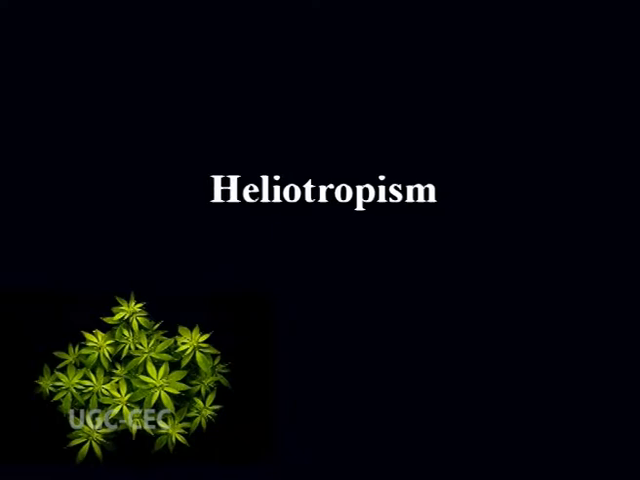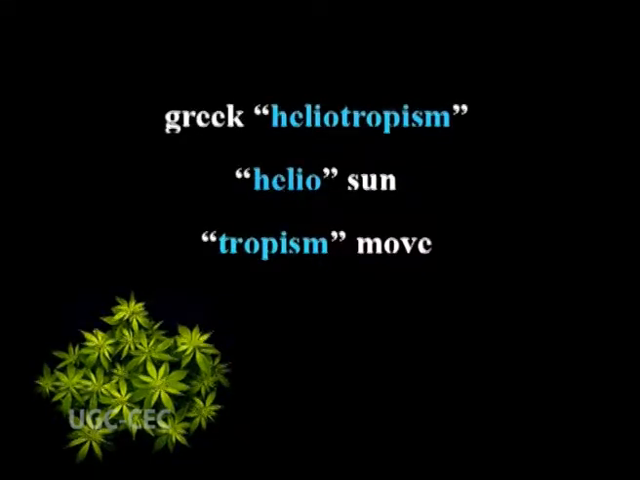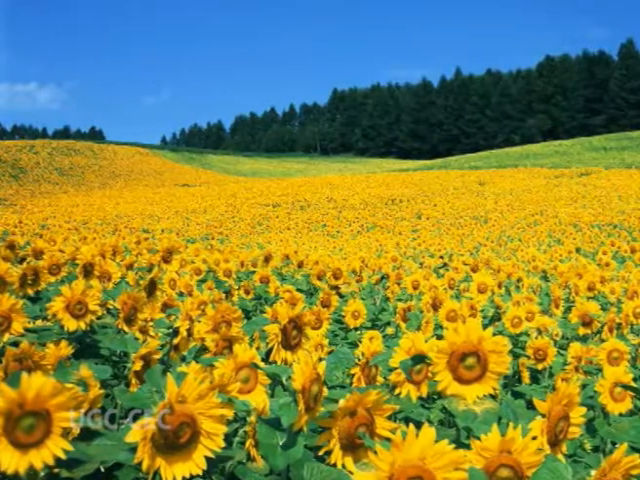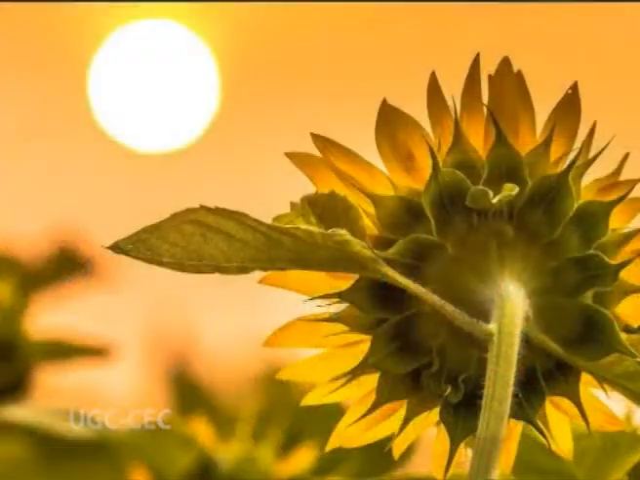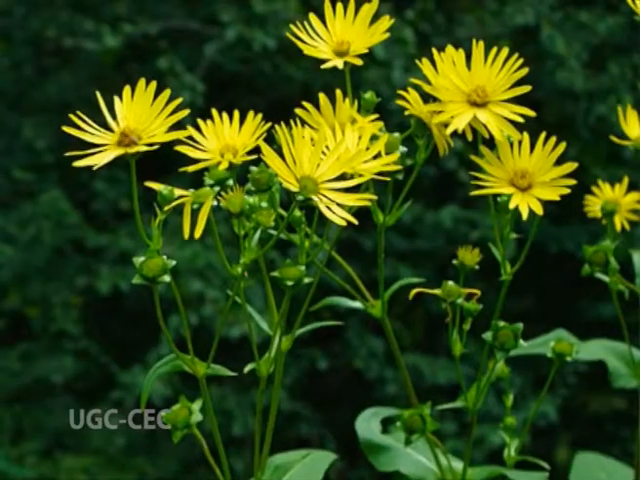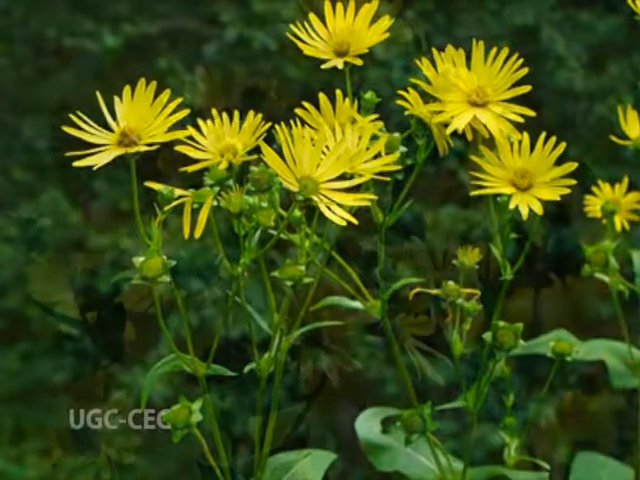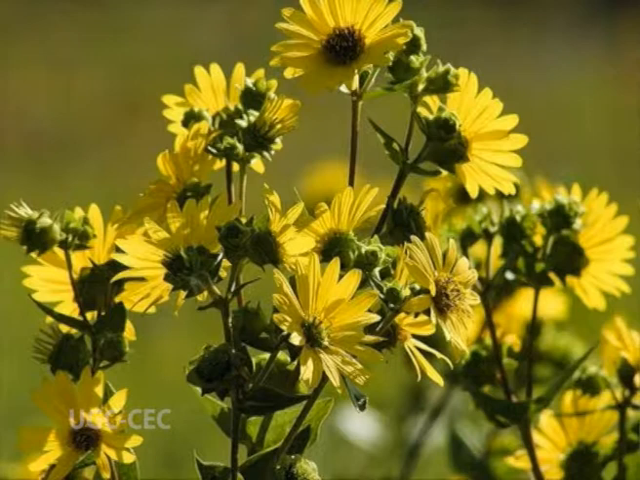Heliotropism. In this type of movement, the organs of a plant track the sun across the sky, and it is also known as solar tracking. Flowers of the sunflower, Helianthus annuus, move in the direction of the sun. Similarly, the compass plant, Silphium laciniatum, tracks the sun.